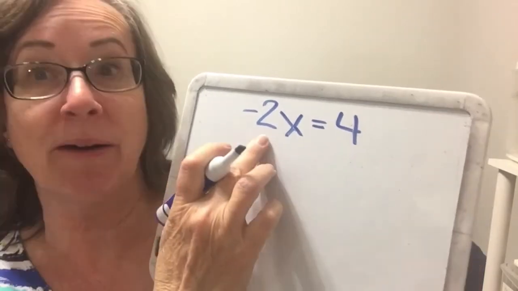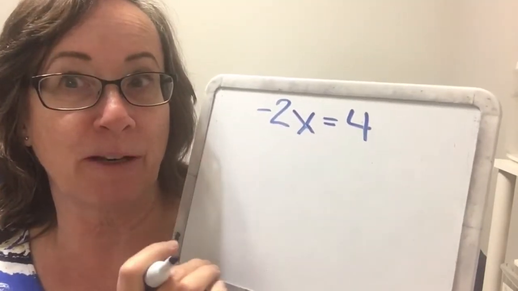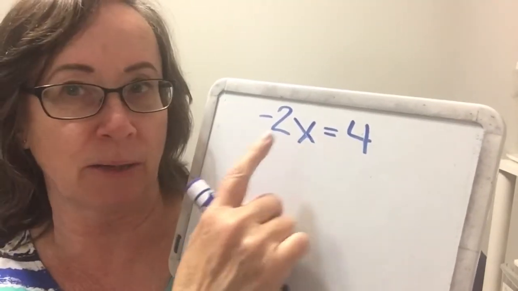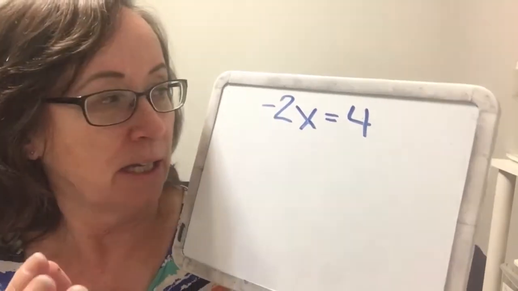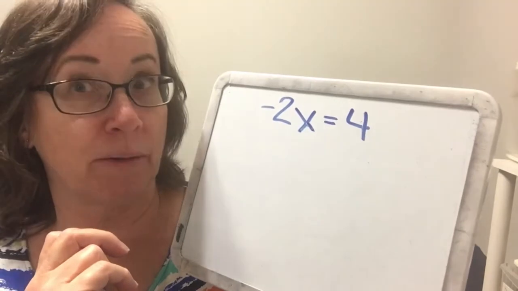So we have a coefficient. Coefficients happen in front of a variable, so it's the number that the variable's multiplied by, and it's negative. We could do this two ways. We're going to do it both ways.